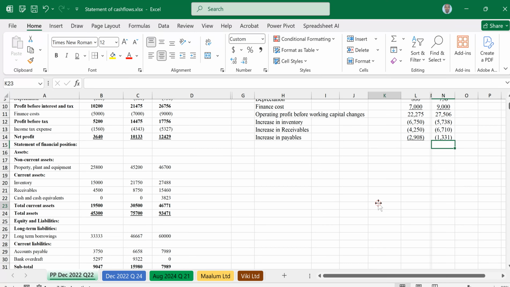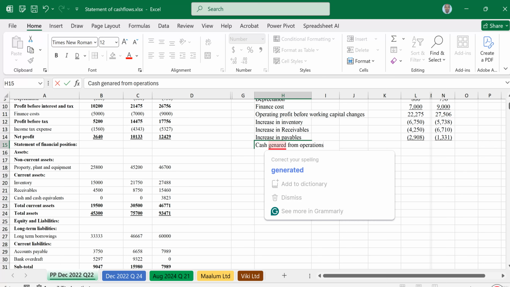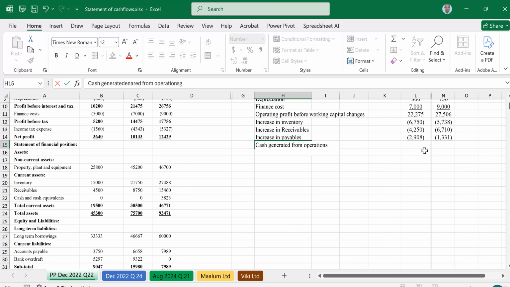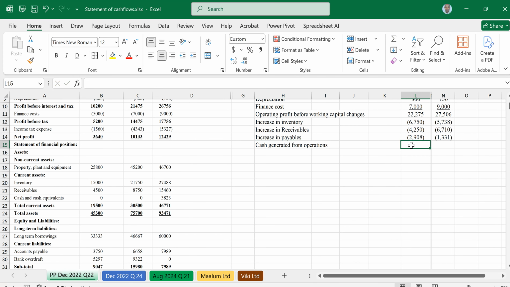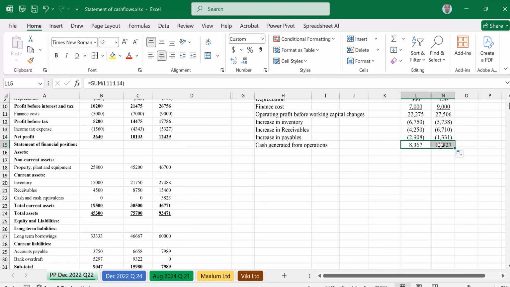Payable. Cash generated from operations. The cash generated from operations.